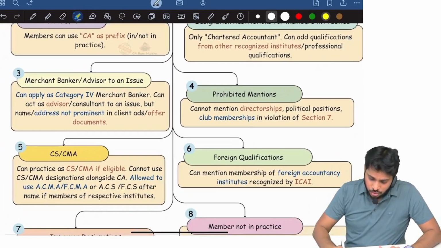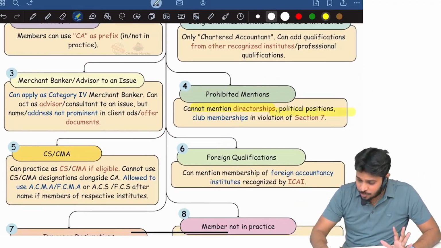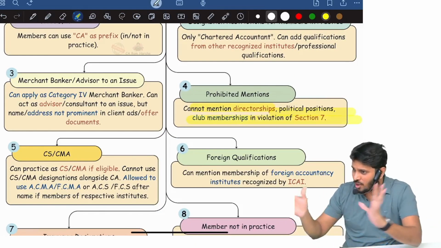Next, you are prohibited from mentioning directorships, and you are prohibited from mentioning your positions as MLA, MP, all that.